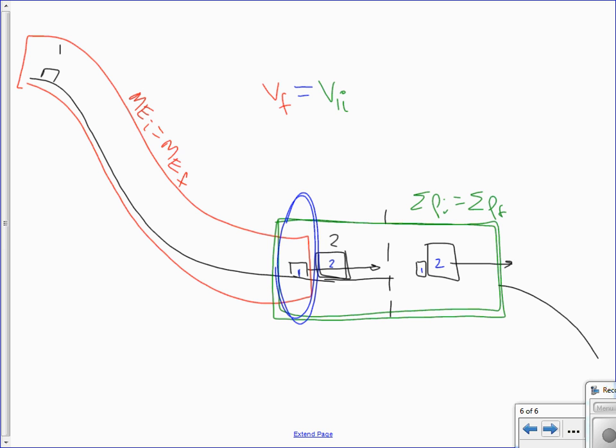So how many ways are there to ask these questions? I don't know, there's a lot. But like I said, if it's a single object trading height for speed, or speed for height, or spring compression for height, or spring compression for speed, that's an energy conservation. If it's one thing interacting with another thing, two objects, that's a momentum conservation. Find what we call the overlap, and what final equals what initial.